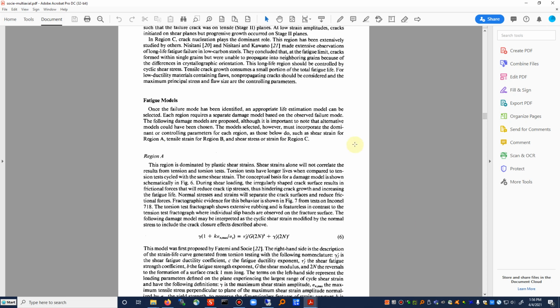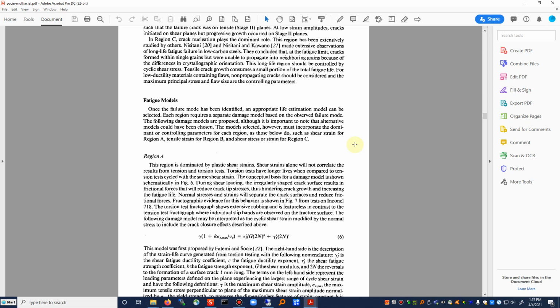Once the failure mode has been identified, an appropriate life estimation model can be selected. Each region requires a separate damage model based on the observed failure mode. Okay, that's just what we wrote down. The following damage models are proposed, although it is important to note that alternative models could have been chosen. The models selected, however, must incorporate the dominant or controlling parameters for each region, as those below do, such as shear strain for region A, tensile strain for region B, shear stress or strain for region C.